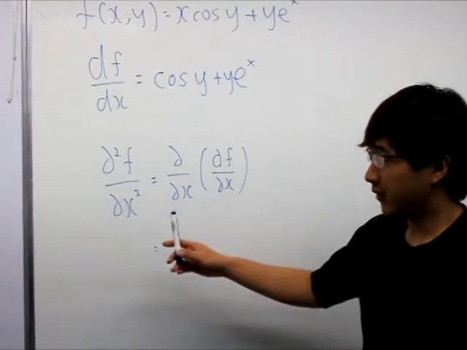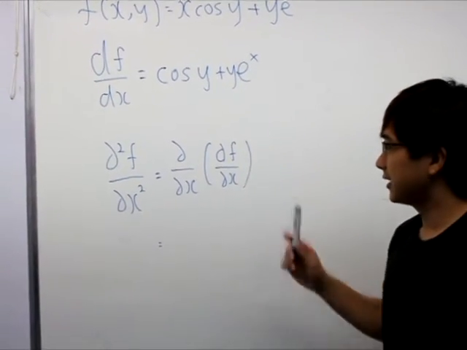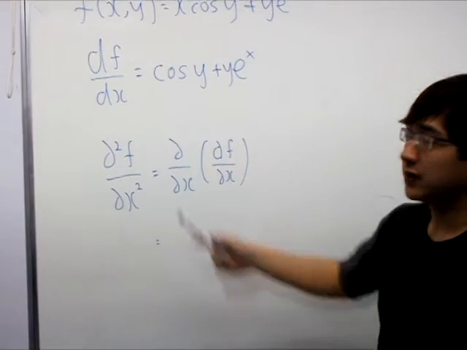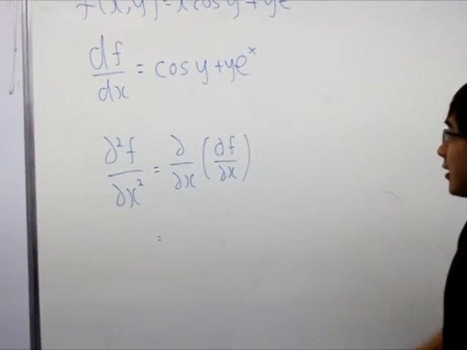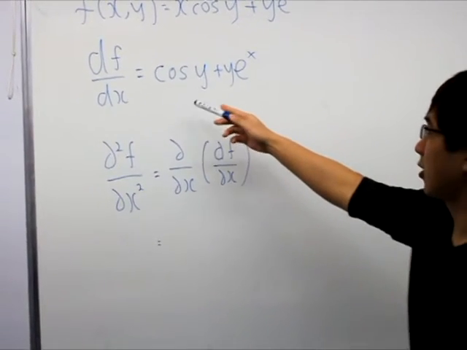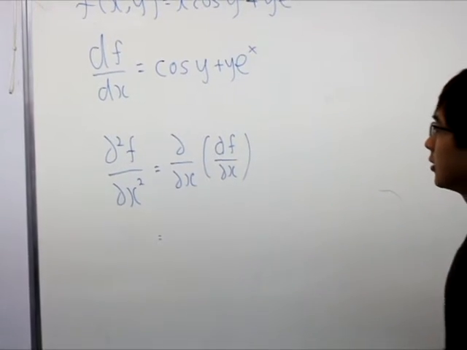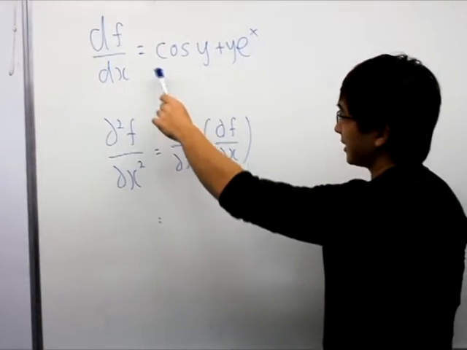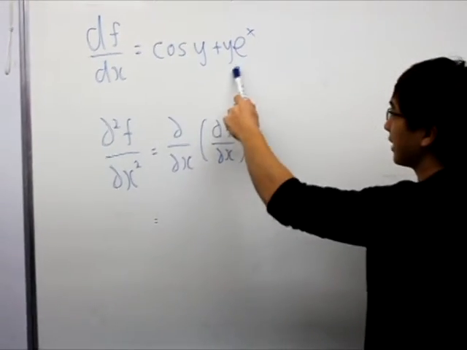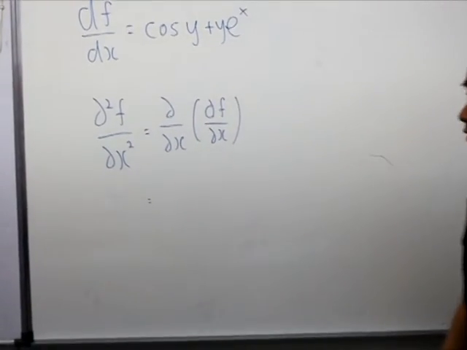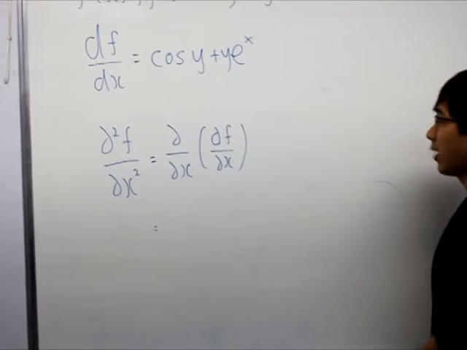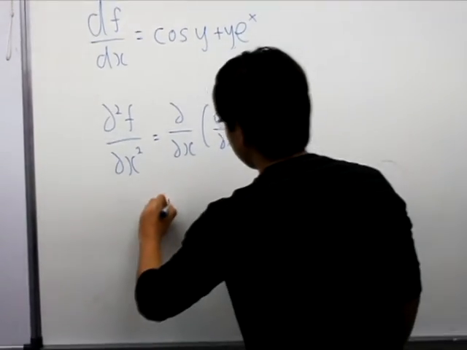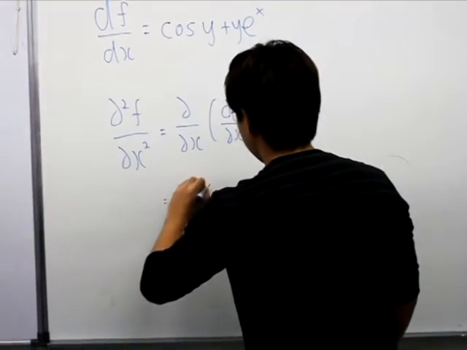The second derivative of the function with respect to x will be the differentiation of df over dx. Since it's already calculated, it's cos y plus y e^x. You assume y is a constant, so there's no x in cos y, so it is equal to 0. And from here, like I said before, if you differentiate e^x, you will still get e^x. So you just keep the y as a constant. So the answer will be y e^x.